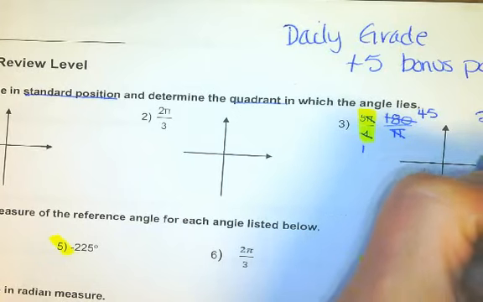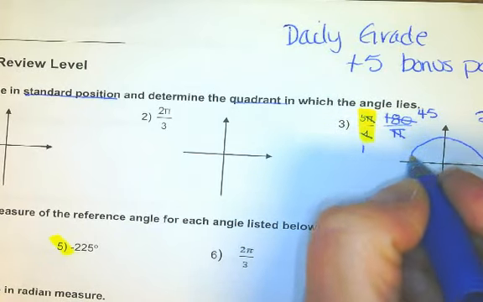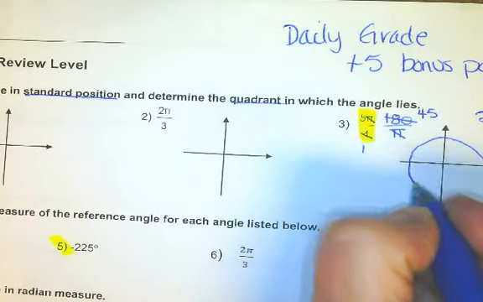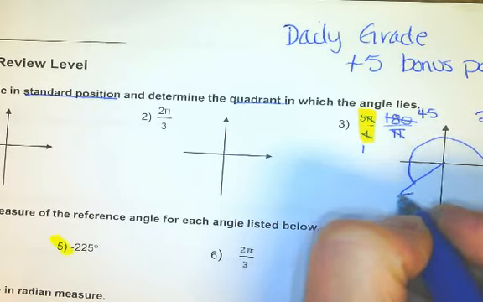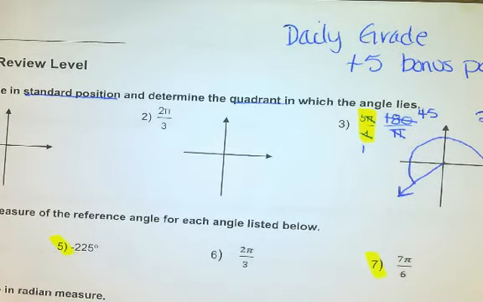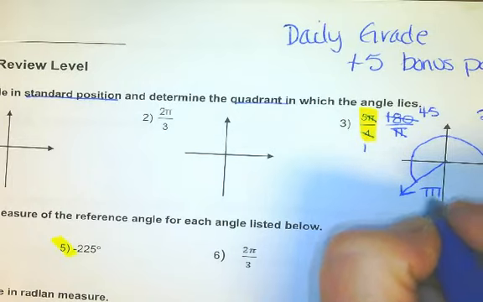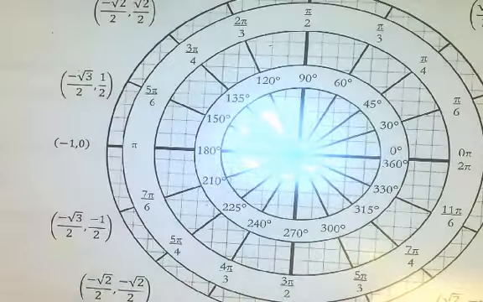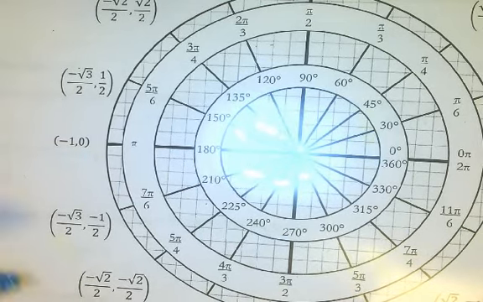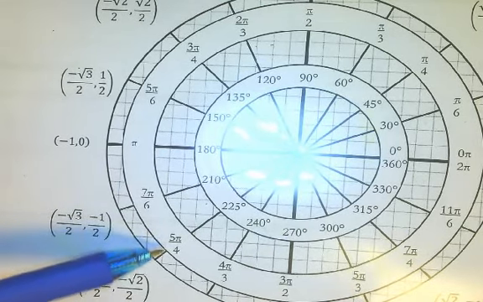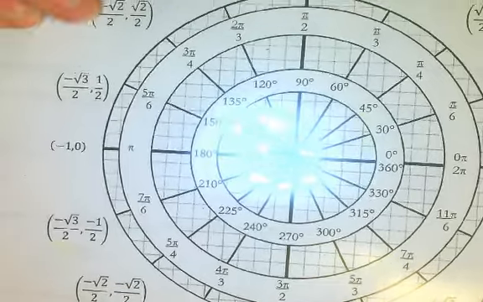So you would start here. This is 90. This is 180. And then if I go 45 more degrees, then it would be in quadrant 3. Now, also, if you just look on here, which is kind of the easier way, this is 5 pi over 4 right here, and that's in the third quadrant.